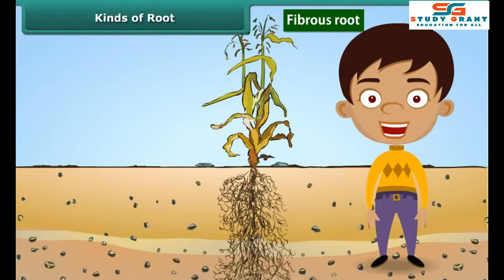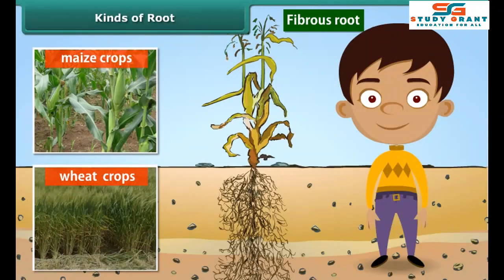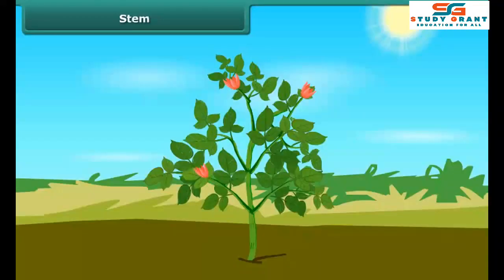Fibrous roots, on the other hand, are a cluster of fine roots that spread into the soil. For example, roots found in maize and wheat crops. A fibrous root has no main root. Drag and drop the correct options into their respective boxes.